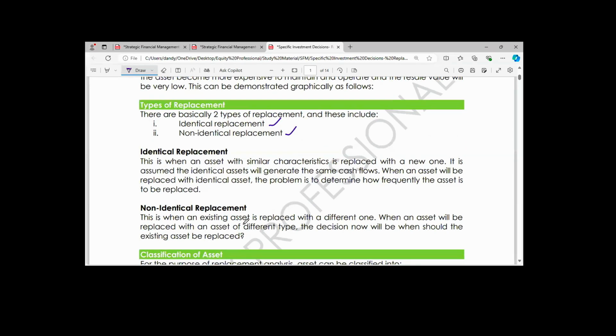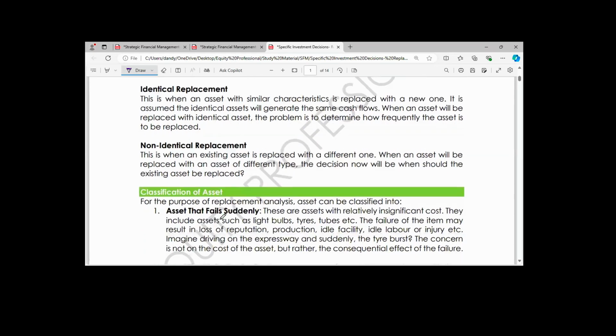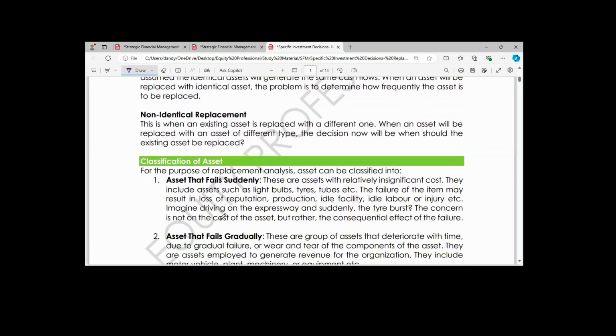Okay, now, what are the classifications or categories of assets? There are basically two classifications of assets: one, assets that fail suddenly, and two, assets that fail gradually. The assets that fail suddenly are assets with insignificant costs. For example, assets such as light bulbs, tire or tube of a tire.